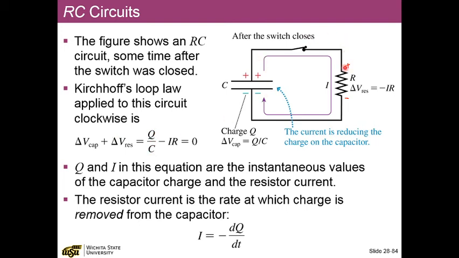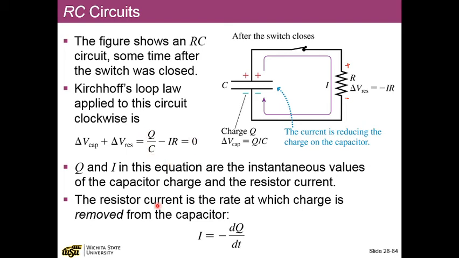Now I come to the resistor, going in the same clockwise direction. Here I'm going from higher potential to lower potential because that's how the current is flowing. So I'm losing potential, therefore it is negative. Delta V res should be minus I times R, using Ohm's law. Now I have the equation.